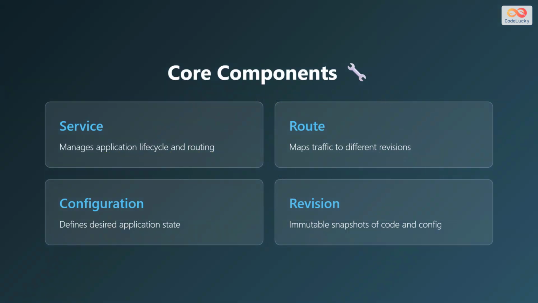Knative Serving is built around four core components that work together seamlessly. First, the service component manages your application's complete lifecycle and routing. Second, the route component maps incoming traffic to different revisions of your application. Third, the configuration component defines the desired state of your application, separating your code from its configuration settings. Finally, the revision component represents immutable snapshots of your code and configuration for each modification you make. Together, these components provide a robust framework for serverless application deployment.